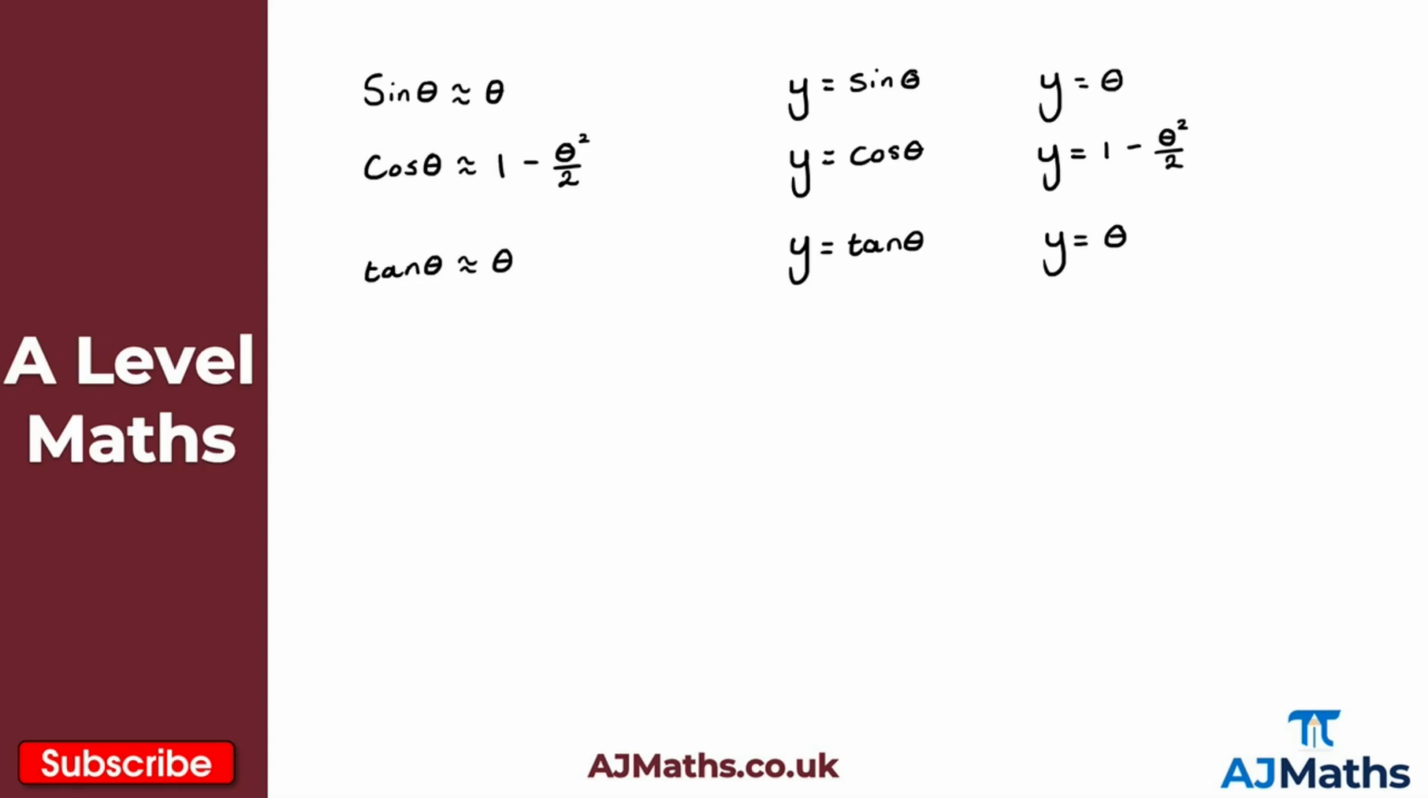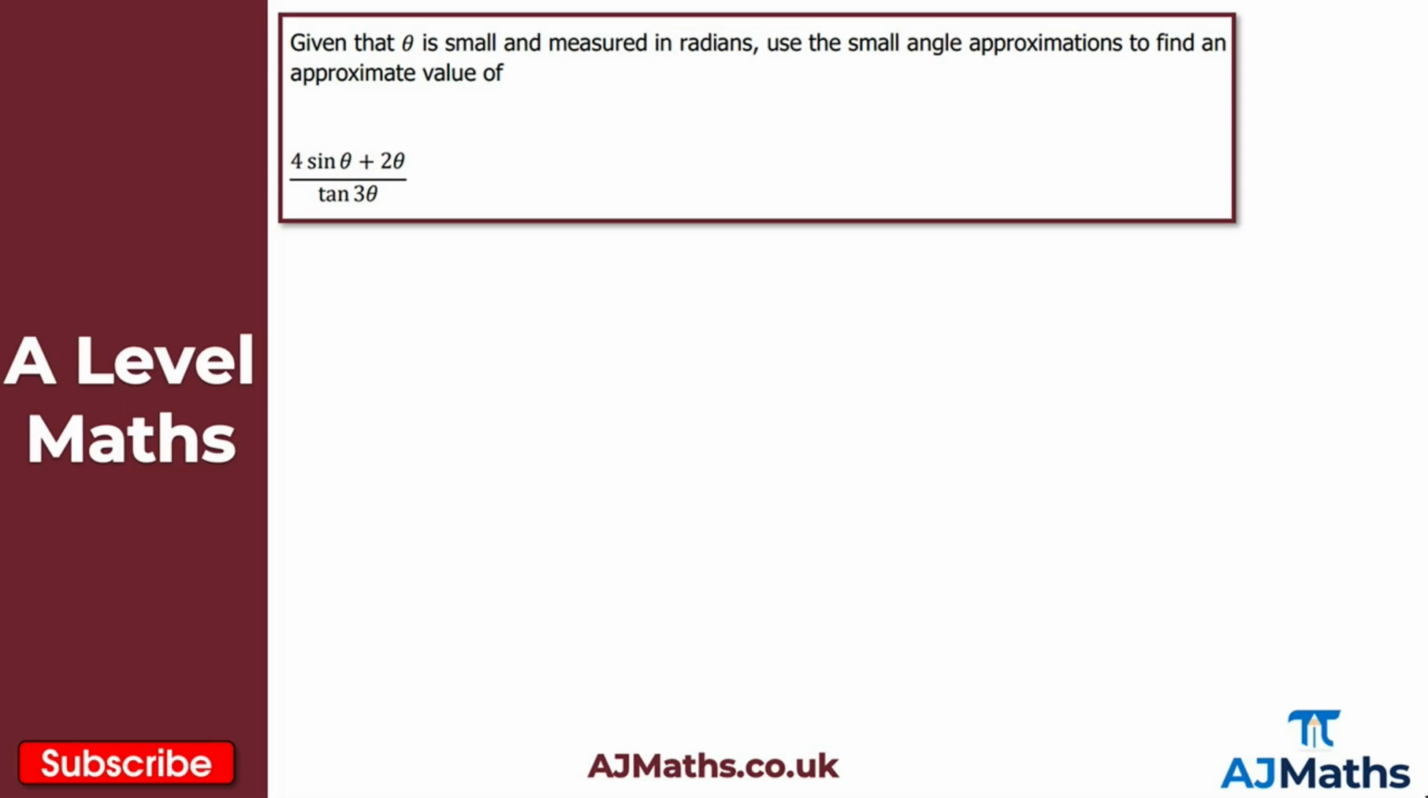So what we're going to do now is just take a look at a few practice questions on the small angle approximations. So if we take a look at question 1, we're given that theta is small and measured in radians, and we're asked to use the small angle approximations to find an approximate value of 4 sine theta plus 2 theta all over tan 3 theta.